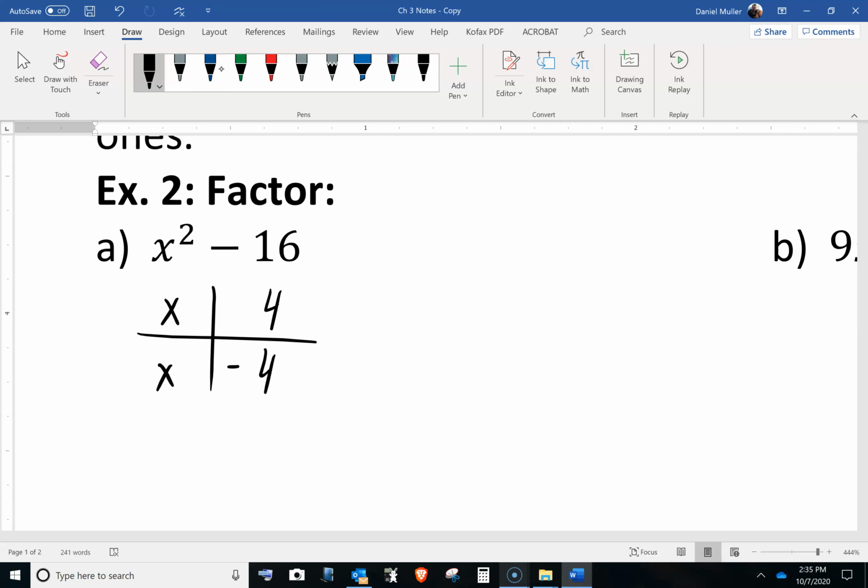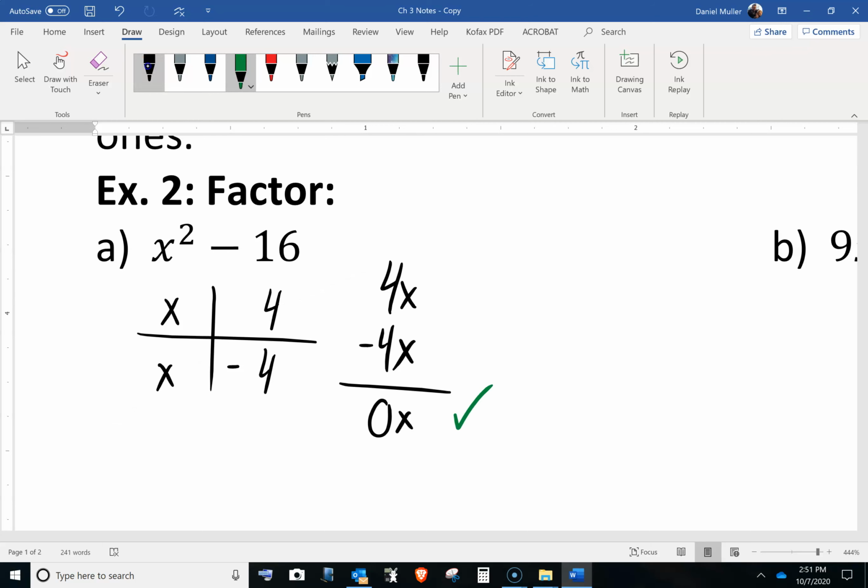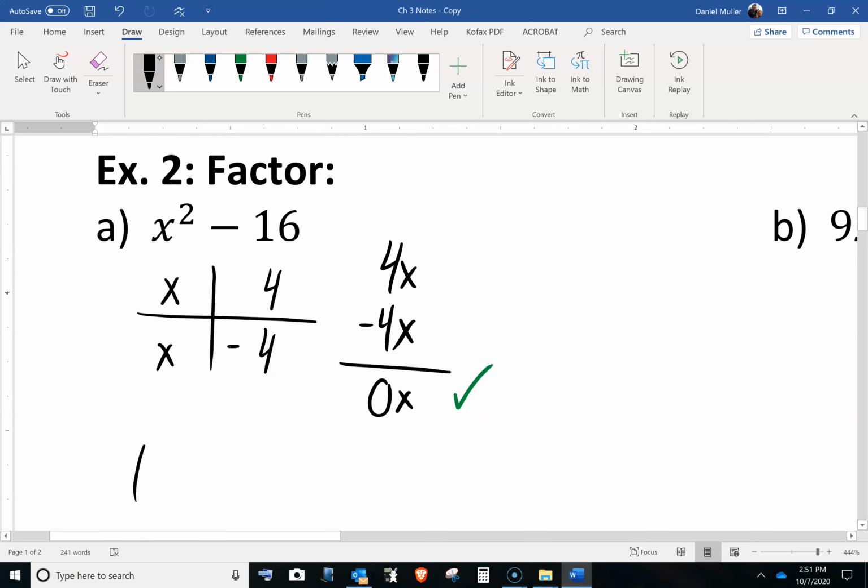So now if I do my diagonals, we're going to do a few examples here, so just stick with me. When we do our diagonals, you get x times 4, which is a 4x. This right here is a negative 4x. Negative 4x and positive 4x is a 0x. Sure enough, I do have 0 x's. I didn't even bother writing it. So that's my answer here: x plus 4 and x minus 4.